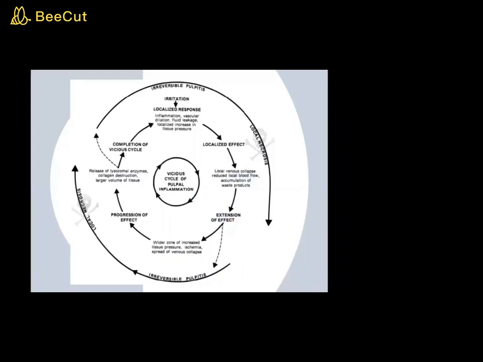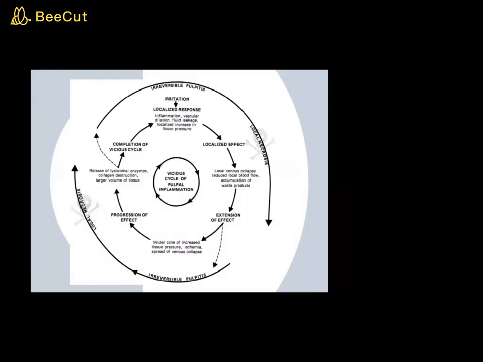So this is what's going on in the pulp. You have a vicious cycle of pulpal inflammation. The minute you get irritation, if you look at the top of the diagram here, the irritation will cause a localized response, which leads to inflammation. It leads to vascular dilatation, fluid leakage, localized increase in tissue pressure. And so there's a localized effect where you have venous collapse, reduced blood flow, accumulation of waste products. That then extends throughout the pulp, where you can get a wider zone of increased tissue pressure, ischemia. At that point, it could turn irreversible.